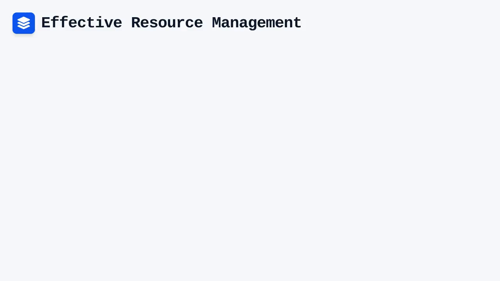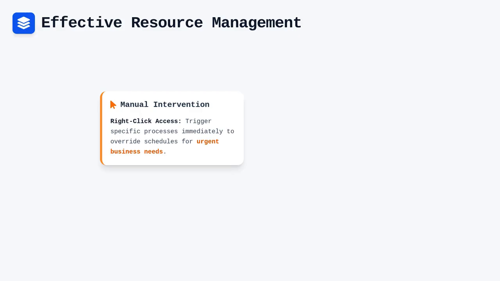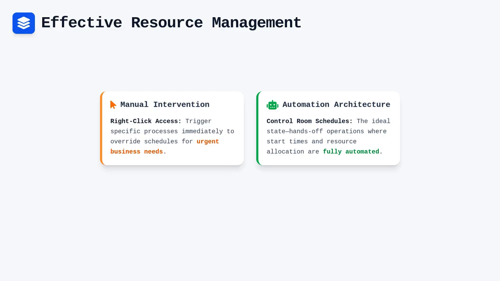Effective resource management implies a deep understanding of session allocation strategies. By right-clicking on a resource or a pool, you gain the ability to launch specific processes, effectively overriding the schedule if an urgent business requirement arises. This manual intervention is occasionally necessary, but the goal of a robust automation architecture is to rely on automated schedules defined in the control room. These schedules dictate when processes start and where they run, enabling a hands-off approach to enterprise operations.